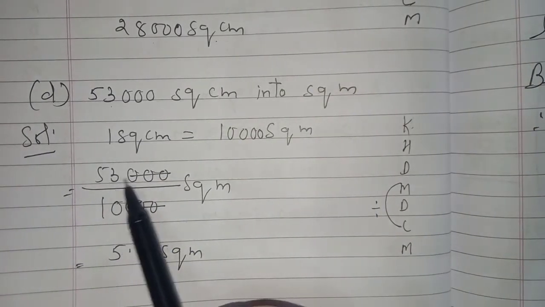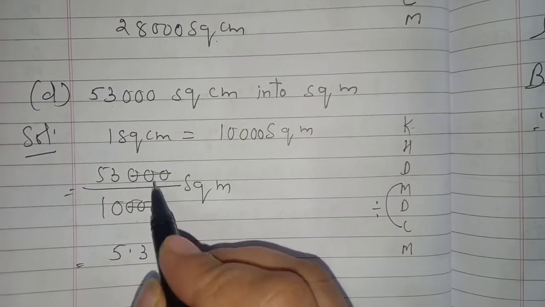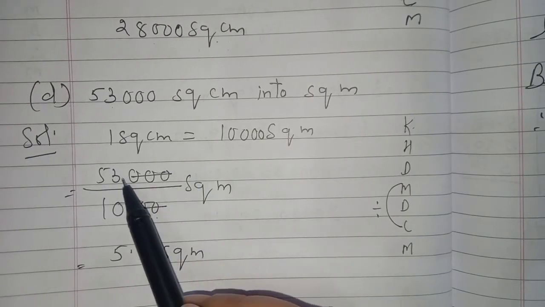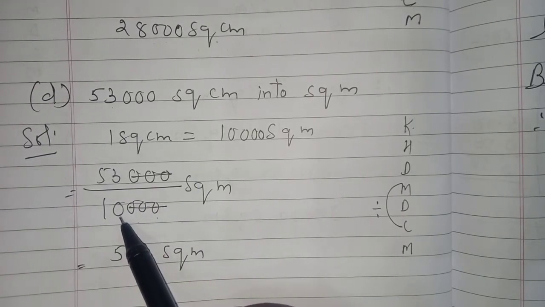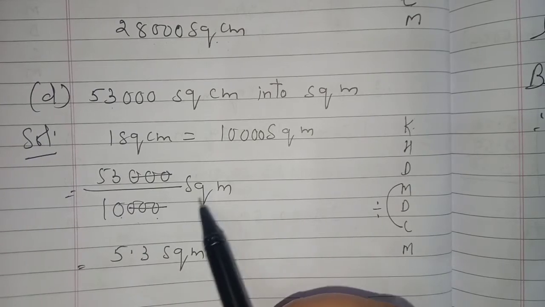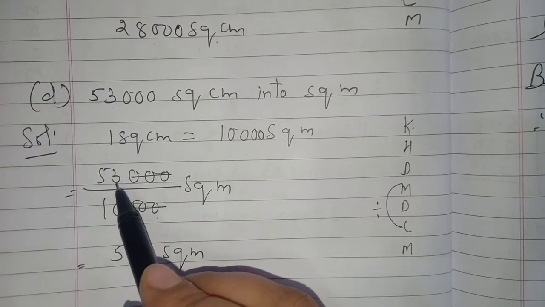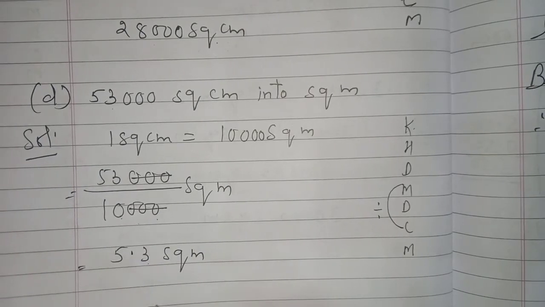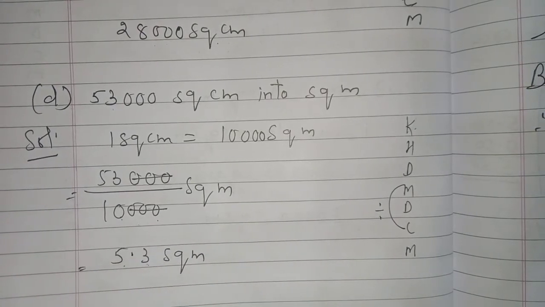So we have to divide 53,000 by 10,000. So these 3 zeros and these 3 zeros will get cancelled, and we will be left with 53 by 10. And when the denominator is 10, without long division, we can find the answer. Now in the numerator, when we write the answer, there should be 1 digit after the decimal. So 5.3 square meter will be the answer.